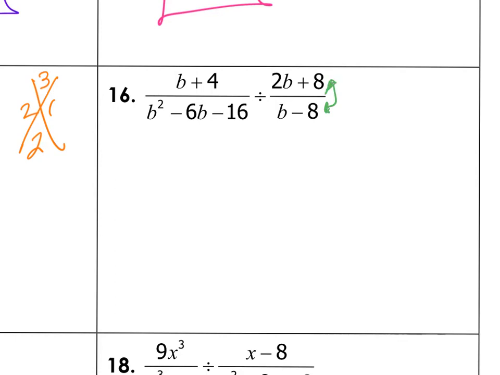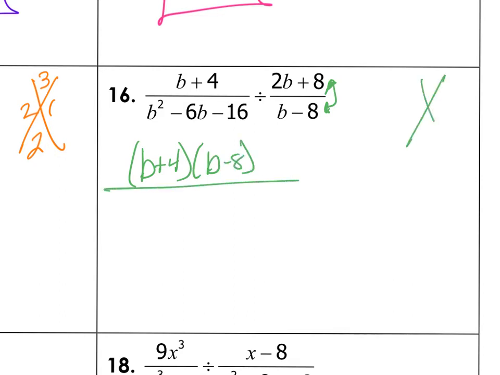Okay, so we've got this. So b plus 4, there's nothing to factor out. And once I take the reciprocal, I've got b minus 8, both in the numerator. And then I need two numbers that multiply to be negative 16 and add to be negative 6. So negative 16, I'm going to say 8 and 2, and that should be negative 8. So b minus 8 times b plus 2.